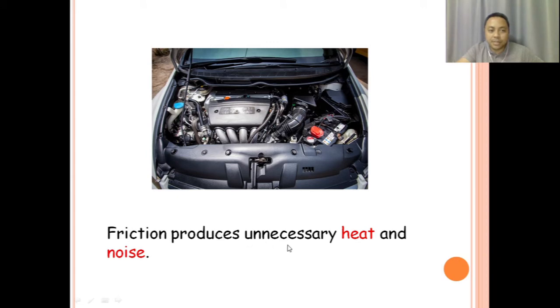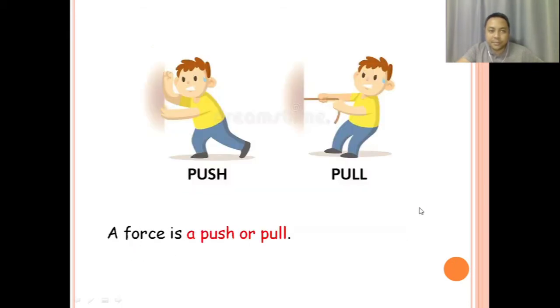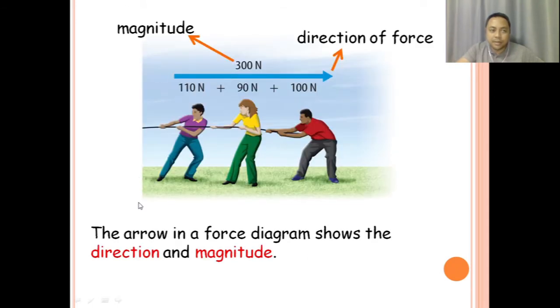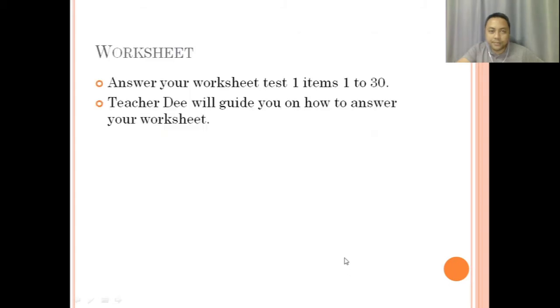Friction produces unnecessary heat and noise. So the engine, this is the engine. Inside the engine, there is friction and it also produces heat and unnecessary noise. A force is a push or pull. The arrow in a force diagram shows the direction and magnitude. The direction and the magnitude.